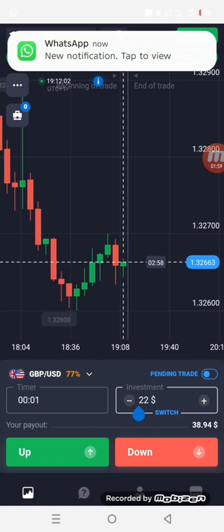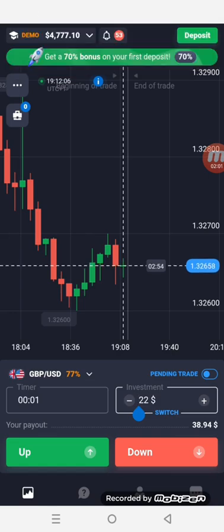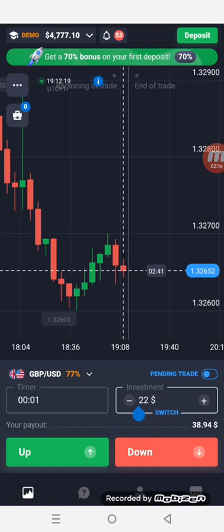Then if you look down here, it's showing up or down. Up means buy, down means sell. So it's kind of easy. What the signal comes with is just the currency pair, the time, and the direction. So if the signal says up, or buy, you click buy.